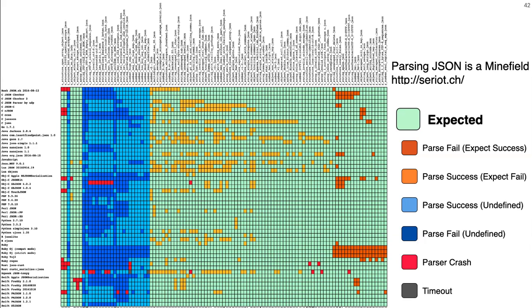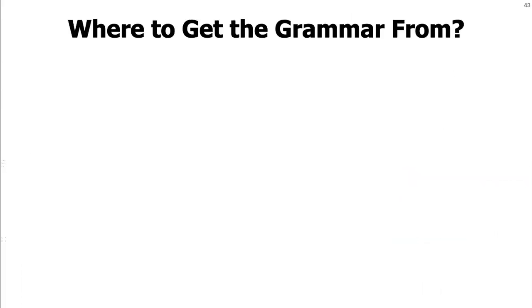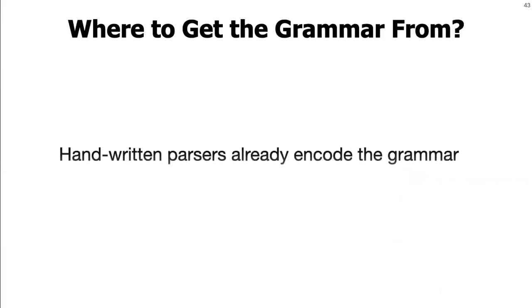The problem is that the effectiveness of our fuzzing is directly dependent on the input features that were present in the grammar. Any missing input feature is a blind spot. So where do we get the grammar from? Our key idea is that handwritten parsers written in a recursive descent fashion already encode the grammar. And we present a technique that can extract such grammars from given programs.